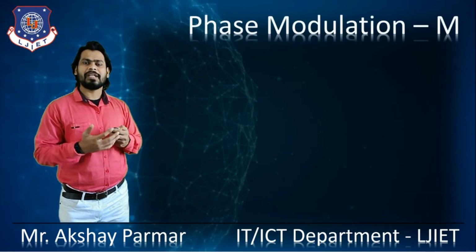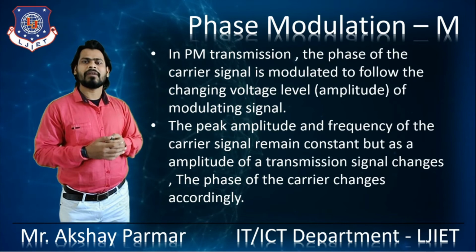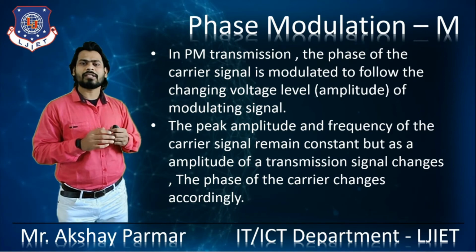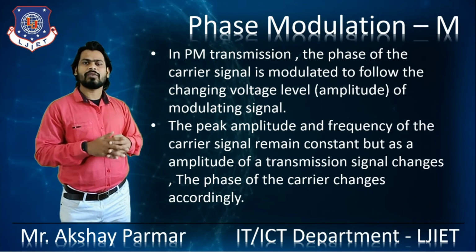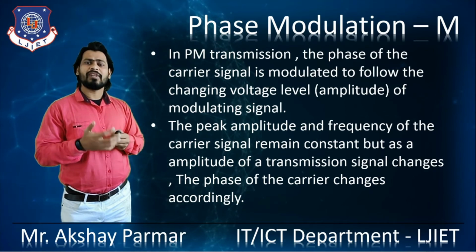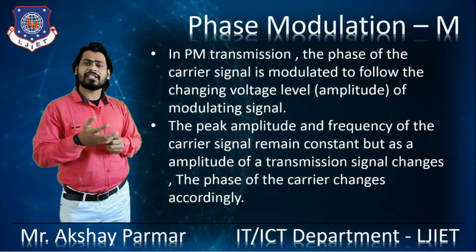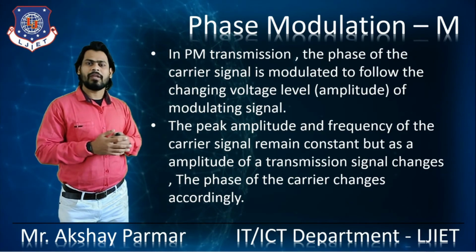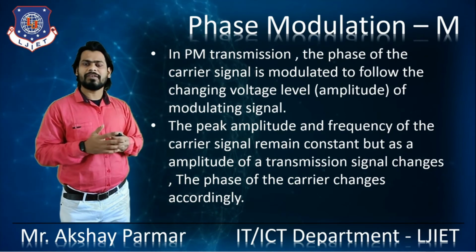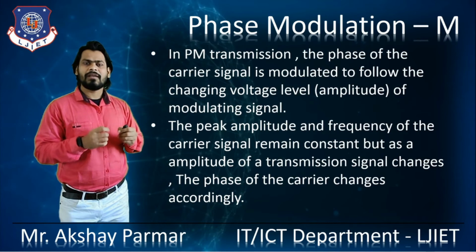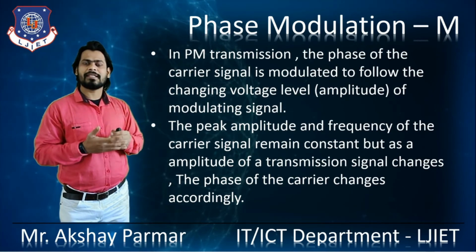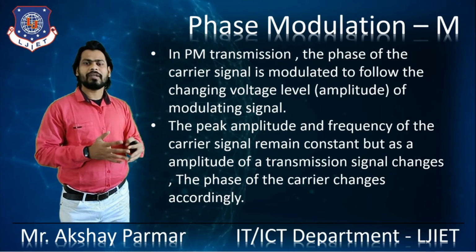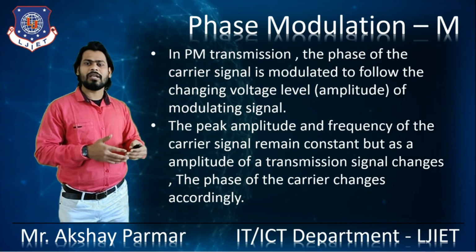After that, let's see phase modulation. In phase modulation, the phase of the carrier signal is modulated to follow the changing voltage level of the modulating signal. The changing voltage level is nothing but amplitude. The peak amplitude and the frequency of the carrier signal remain constant, but as the amplitude of the transmission signal changes, the phase of the carrier changes accordingly. You can see that the phase of the carrier changes accordingly.